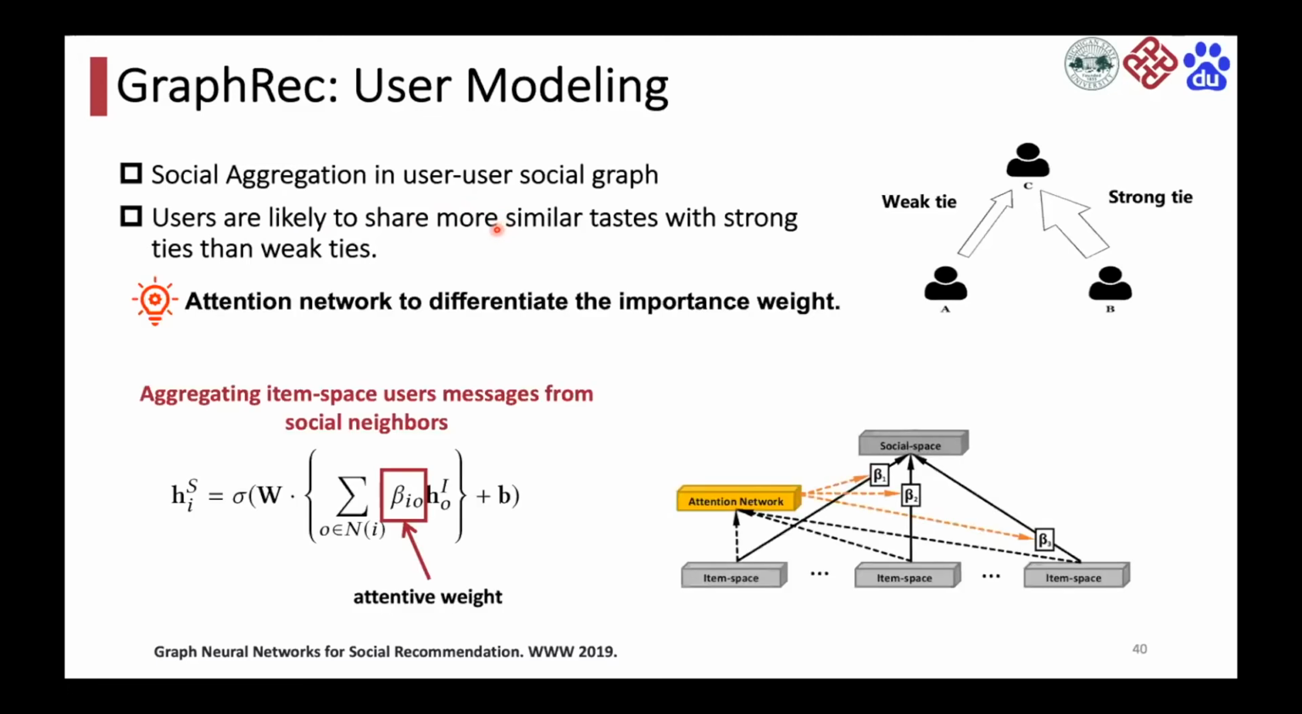So GraphRec introduced an attention network to model the different strengths of user ties with neural networks. In this formulation, beta can be seen as the strength of the tie between the users. Here, the social aggregation is formulated to aggregate the item-space user latent factors from the user's direct neighbors. N_i means the user i's social neighbors, and the output here, h_i^S, is the social-space user representation of user i.